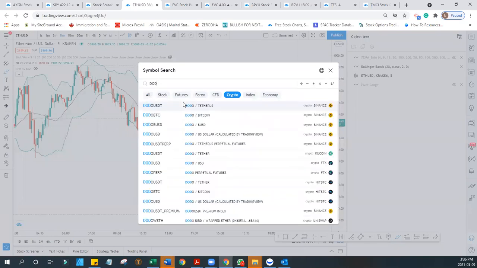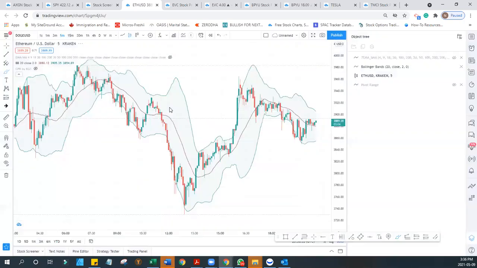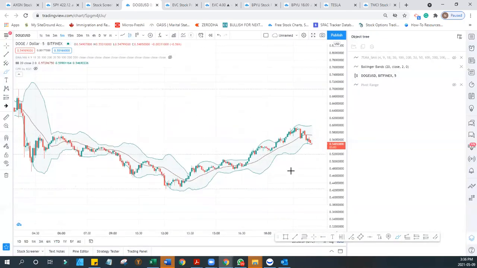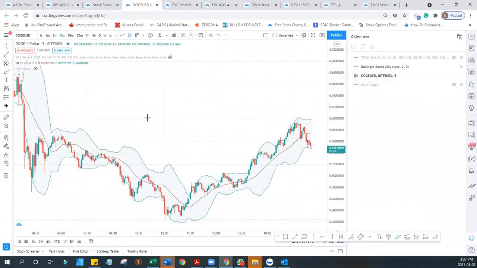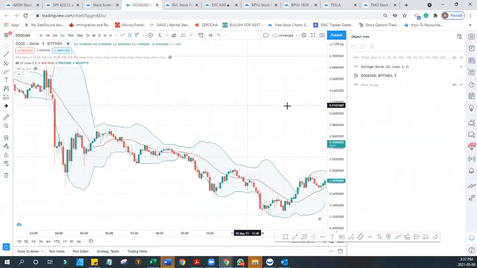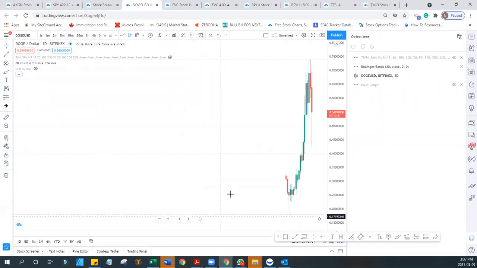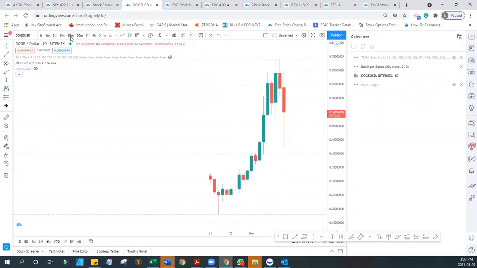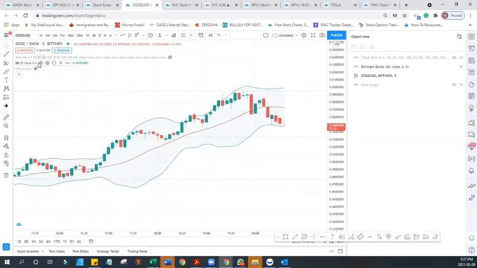DOGE. Okay, right. Let's see Dogecoin on the 5 minutes. They don't follow the price action, but if you see here, let's see on a day. Here. That is now 5. This is a 5-minute chart. This is BB.